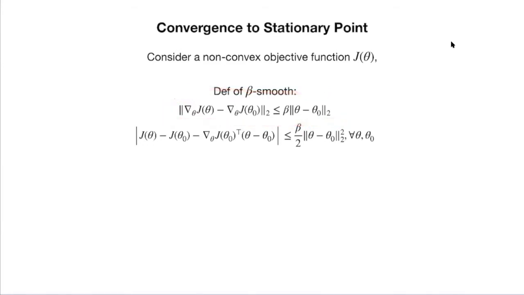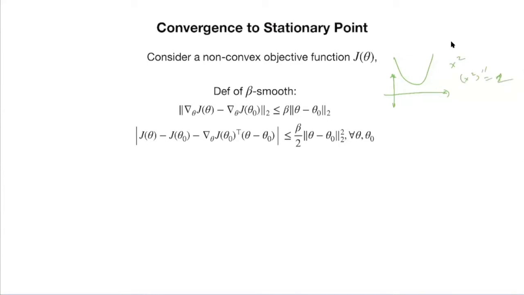Your function does not have a point where the second derivative is infinite. So think about a quadratic function, for instance. The second derivative is 1, so this is a beta smooth function. This is x squared, whose second derivative is equal to 2, I guess.